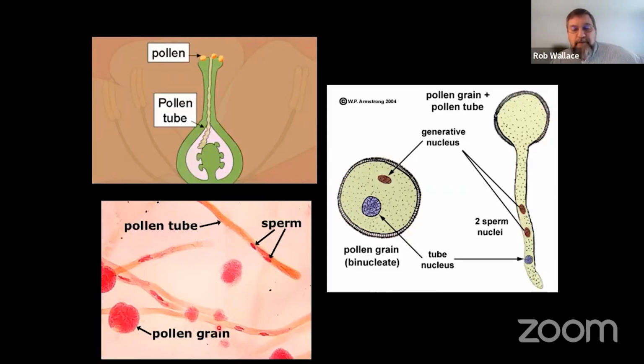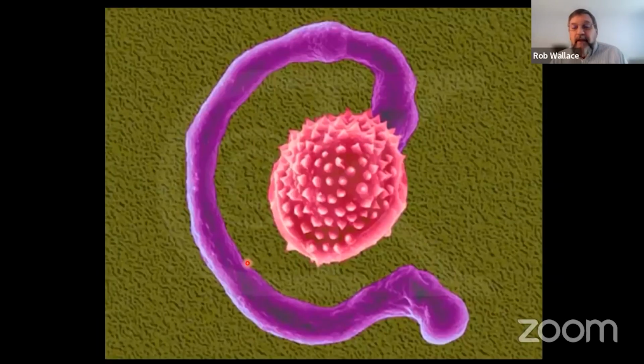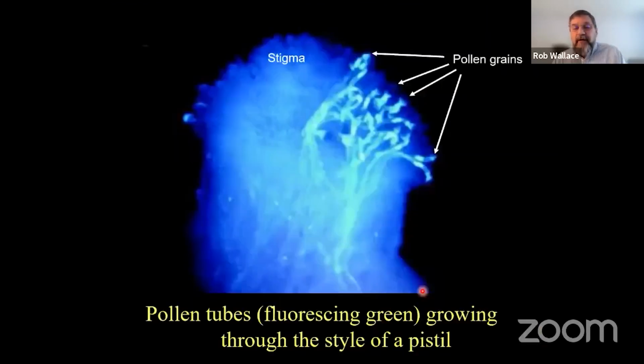This is what pollen tubes actually look like. These are growing on a microscope slide in a special solution, a borate-containing solution. And you can literally see the darker staining sperm nuclei right here. That will become the fusion product of the next generation. This is a colorized scanning electron micrograph just showing a pollen grain and that sort of root-like pollen tube that would grow out of it to deliver the pollen grains.